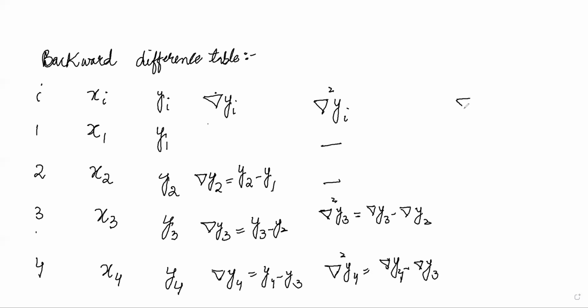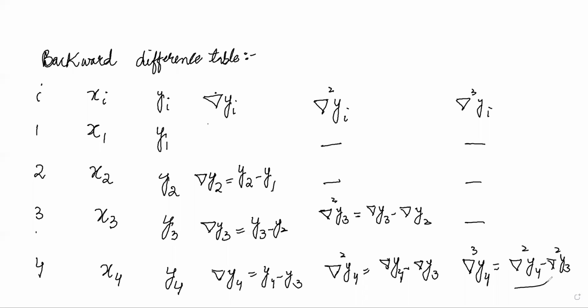The last one is the third backward difference, that is delta 3 yi. I have to leave the first, second, and third entries. The fourth one, delta cube y4, will be equal to delta 2 y4 minus delta 2 y3. This is how we define the backward difference. The concept of the backward difference and the forward difference is quite easy to understand.